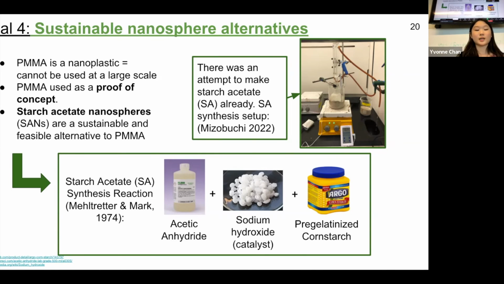To create starch acetate nanospheres, you stir acetic anhydride, sodium hydroxide, and pre-gelatinized starch. And I've actually attempted to create starch acetate in the setup shown above. Using what I learned from making PMMA, my future research and ultimate goal would be to synthesize SANs and spray coat them onto fabric for structural coloration.